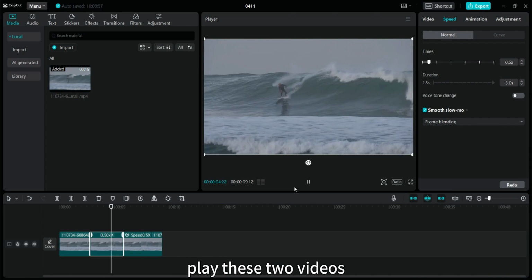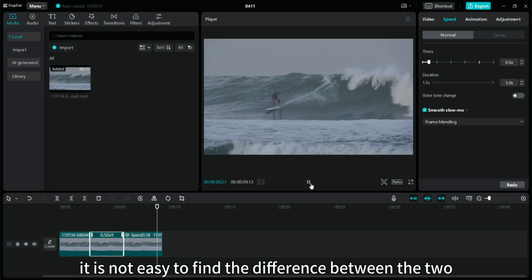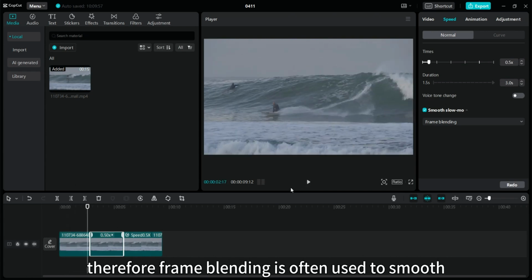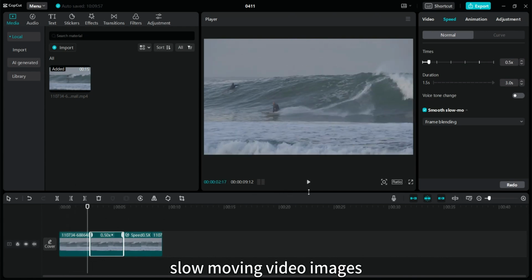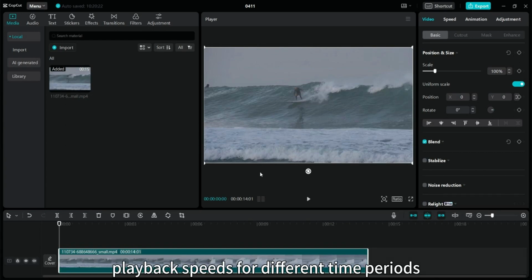Play these two videos. Using our naked eye comparison, it is not easy to find the difference between the two. Therefore, frame blending is often used to smooth slow-moving video images. CapCut also provides us with the function of curve speed change. Just set different playback speeds for different time periods.